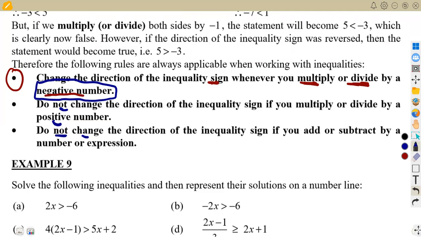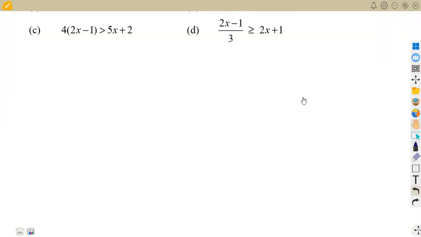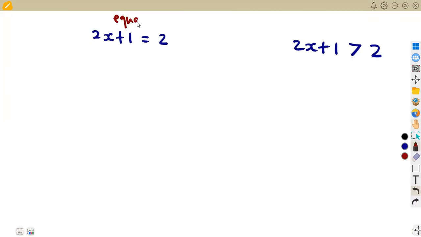Okay, let me explain this way. Let's say I'm given a condition. Remember, I'm going to give you two different things. 2x plus 1 is equal to 2. This is an equation. 2x plus 1 is greater than 2. It's an inequality. So I want you to be careful. This one is an equation, there's an equal to. This one is an inequality.